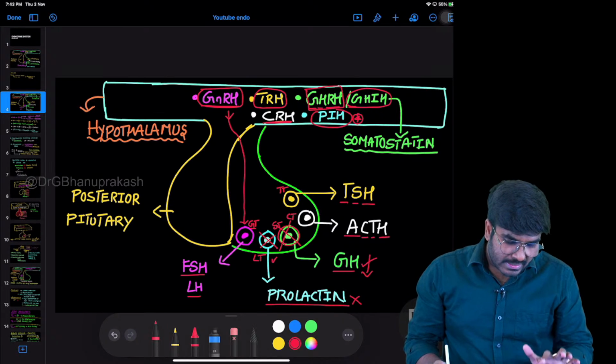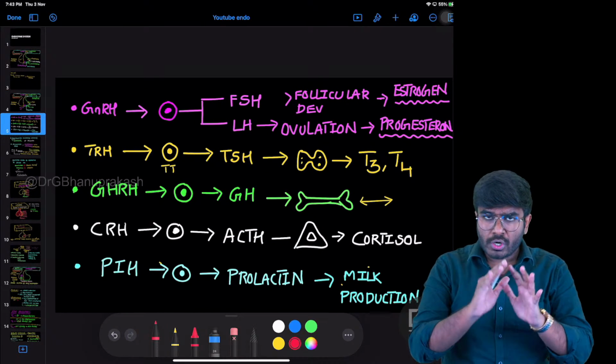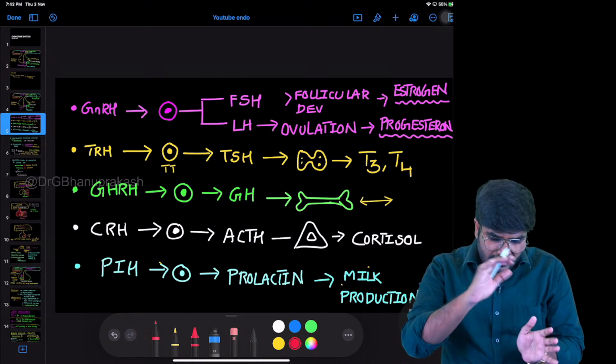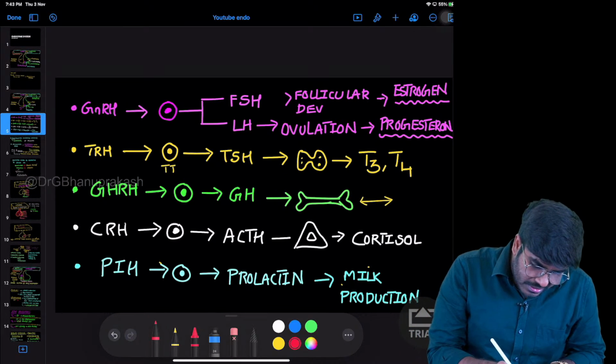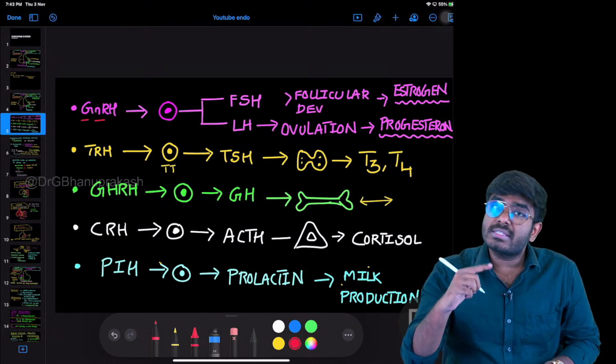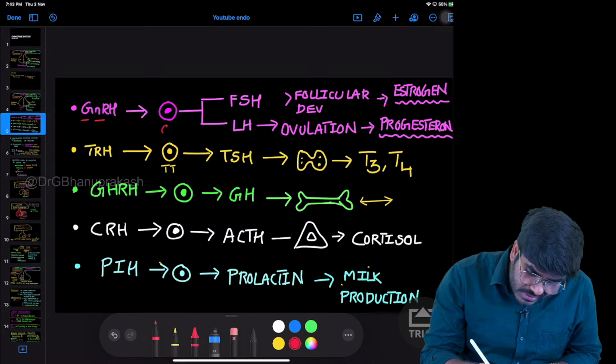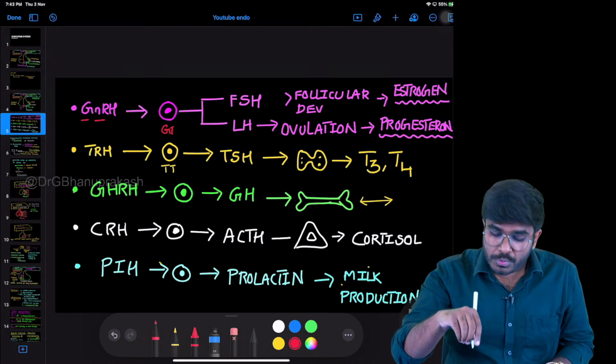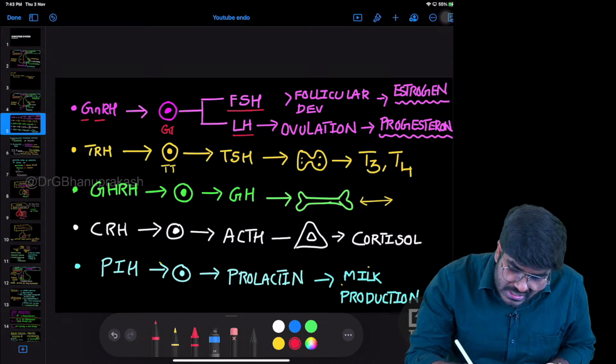Now see guys, let's see what all we have discussed. Let's have a summary. The GnRH, that is gonadotropin releasing hormone, comes from the hypothalamus. It will act on which cells? Gonadotropes. Now what will gonadotropes do? They will help in the production of FSH and LH, sir.